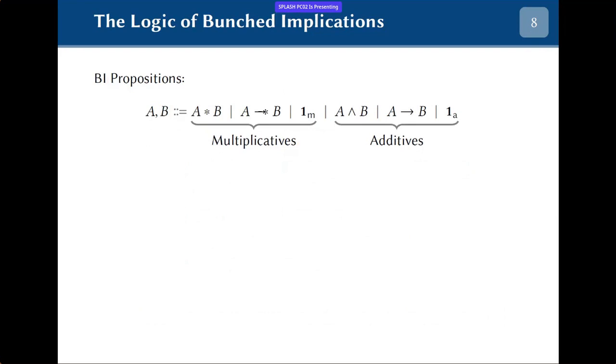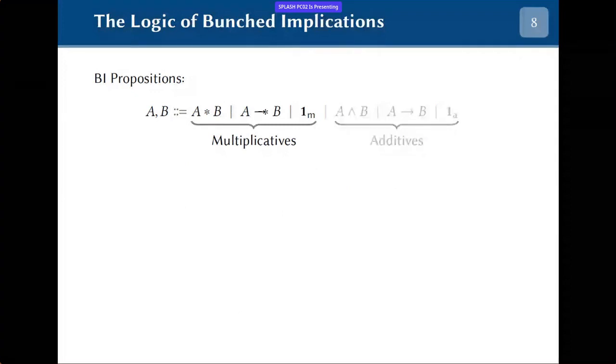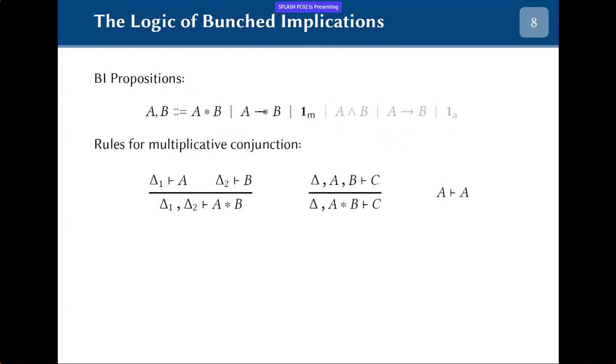BI propositions can be divided into groups. There are multiplicatives and additives. Each of these groups has a notion of conjunction, implication, and a constant for truth. Now, for the moment, I want you to focus on the multiplicatives. Here, I'm just showing a sample of the rules for conjunction, and they work as you may expect.